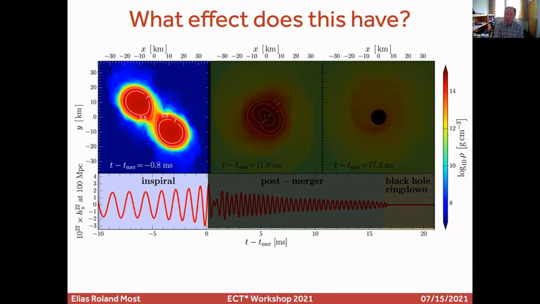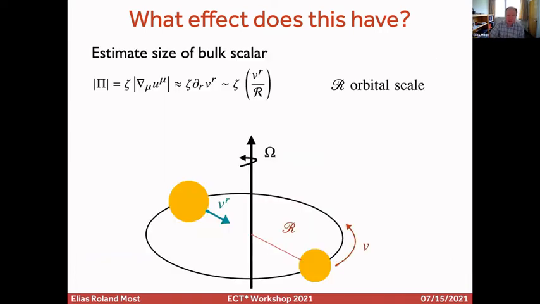So we did a very simple back of the envelope estimate. If you look at the system consisting of two stars, you have an inward pointing velocity v_r. That comes from gravitational wave emission. The stars are moving in this helical orbit then with orbital velocity v and an orbital scale r. You can actually just plug in the definition of pi. We go to, as typically done in post-Newtonian, a flat space reference frame. And then you have that this thing goes like zeta v_r over the orbital scale.